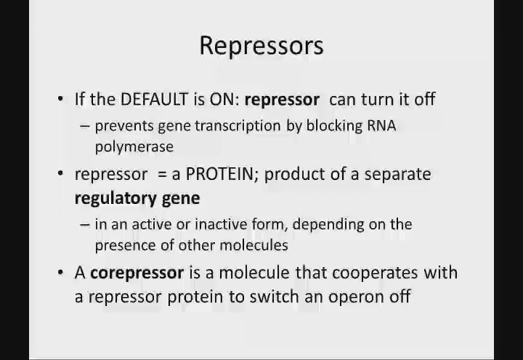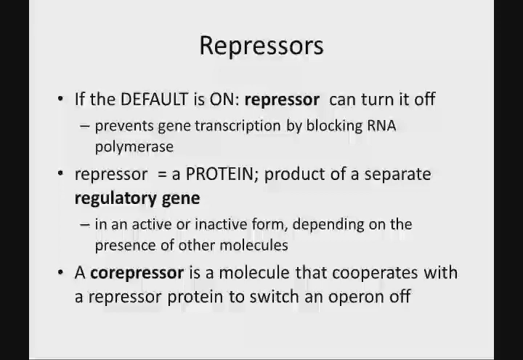So the repressor is literally a protein. It's the product of a different gene. So the control of gene expression of that other gene is going to affect expression of the operon. But we're not going to worry about that now. We're just going to worry about the fact that there's a gene somewhere else in the genome that encodes this protein, the regulatory gene for this particular operator, whatever operator that may be.